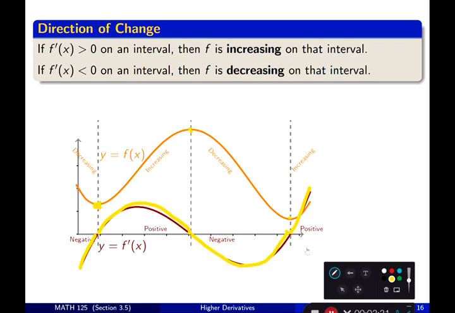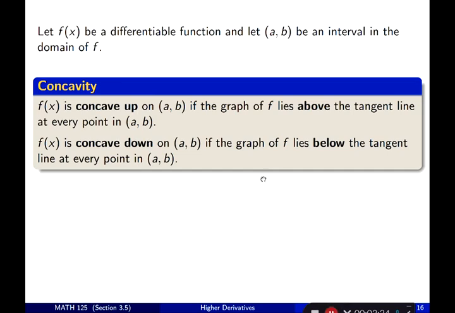So now let's discuss concavity. Let f be a differentiable function and let a and b be an interval in the domain of f. F of x is concave up on a and b if the graph of f lies above the tangent line at every point in a and b. F of x is concave down on a and b if the graph of f lies below the tangent line at every point in a and b.